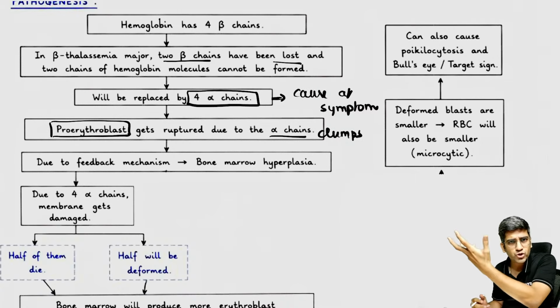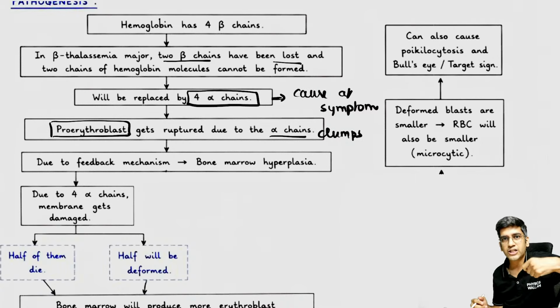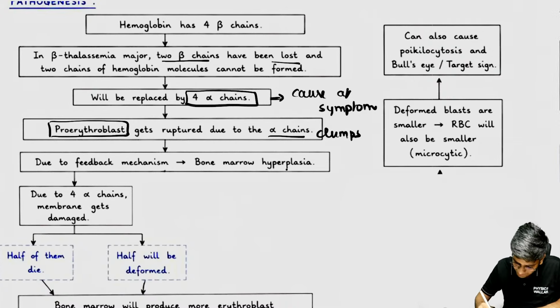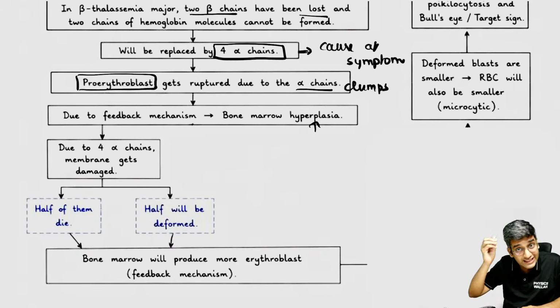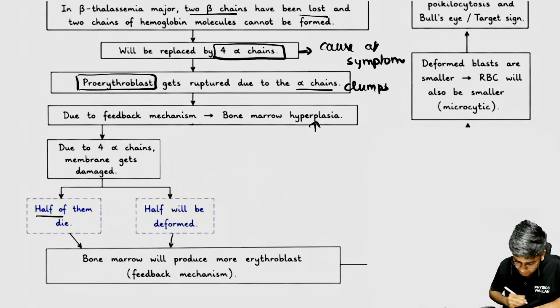If the blast is destroyed, what will bone marrow do? Will it respond by producing more hyperplasia? Undoubtedly, yes, right? So the response will be very, very high. You will have marrow hyperplasia without a doubt, right? But what happens is, in spite of having marrow hyperplasia, half of them will die and half of them what is formed will be deformed.